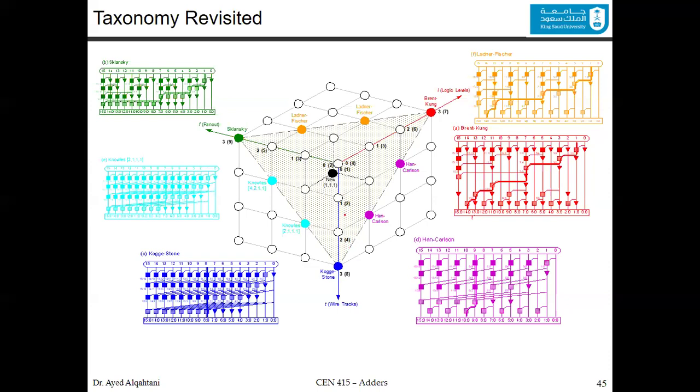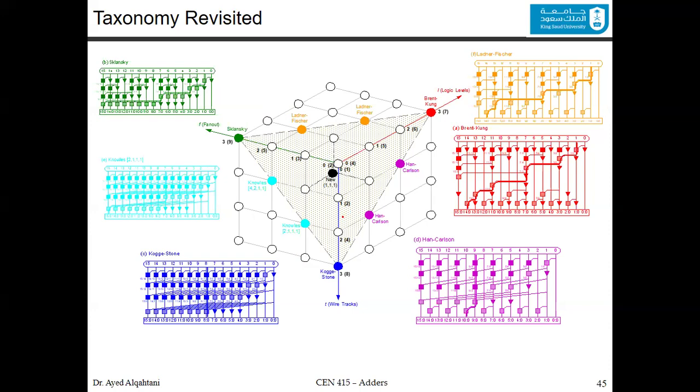If you have a new design and you try to implement a new PG diagram for a certain adder, and your design was here, it means that it's not good enough because Han Carlson is better than this, because it's outside the triangle. If your new adder is at the edge anywhere, it means it is as good as one of these types. It has advantages and disadvantages.